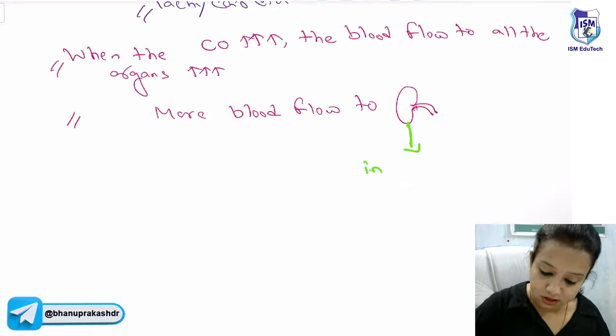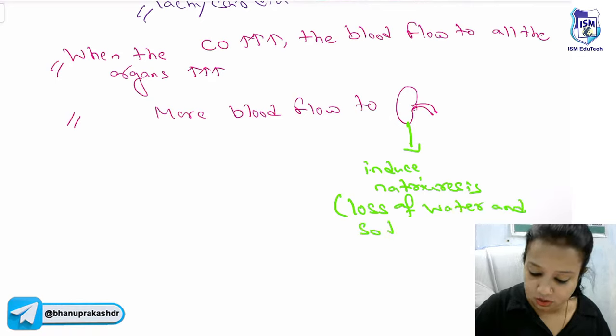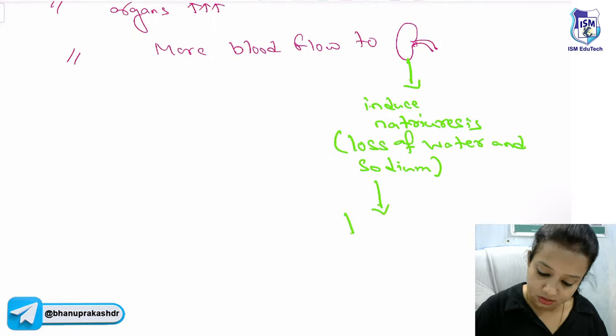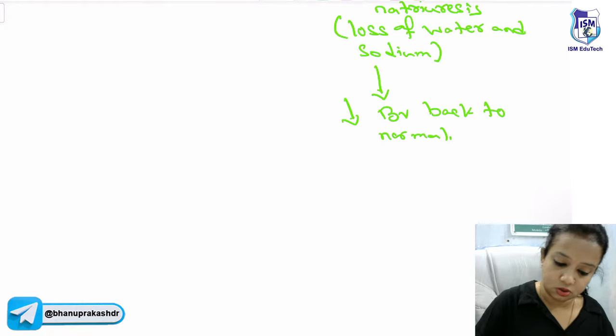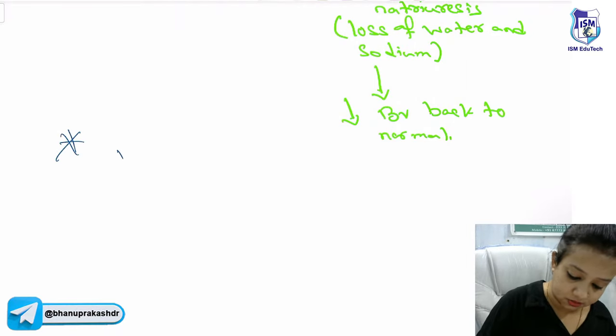It will induce natriuresis. Natriuresis means loss of water and sodium. Now, by losing excess water and the sodium, this will bring the blood volume back to normal. So, the high-yield takeaway point from this Bainbridge reflex, what does it mean?